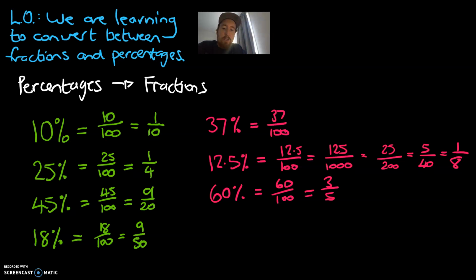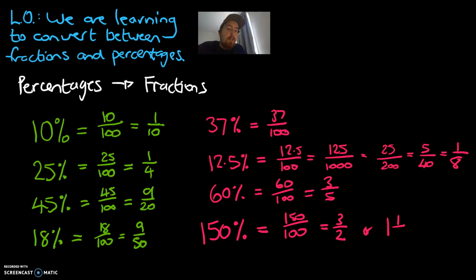And our final question for this shorter video, what about a bigger number? What about 150%? So that would be 150 divided by 100. And we can see the top, well, that's got 3 50s, and the bottom, that's got 2 50s. So that would make it 3 over 2. And you may also put that as a mixed fraction, 1 and 1/2.